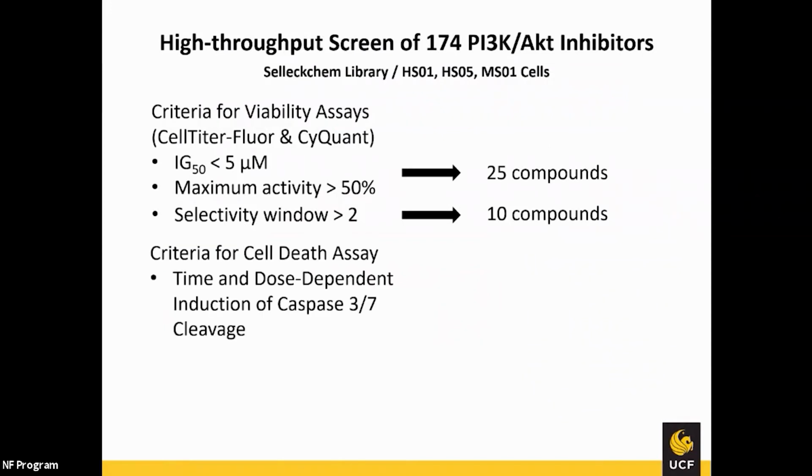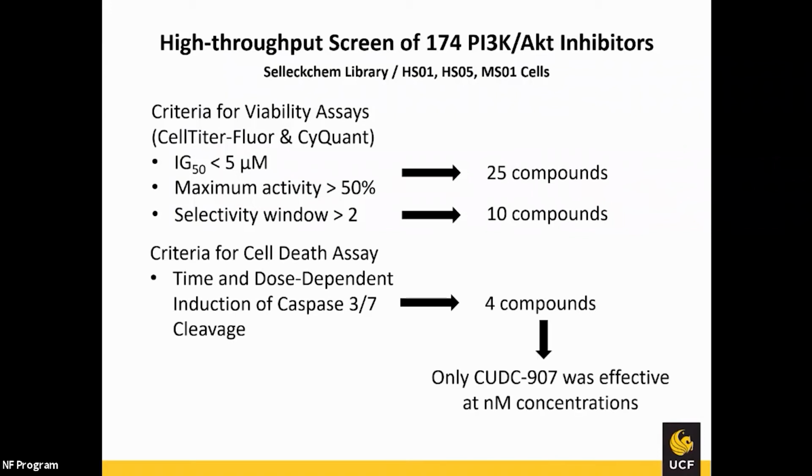Because we are interested in compounds that could promote regression of schwannomas, we now screen with cell death assays. Only 4 of the 10 compounds promoted a time- and dose-dependent induction of caspase 3/7 cleavage in the HSO1 cell line, and only one compound had a nanomolar IC50 and is in clinical trials. This is CUDC-907, and it was advanced for additional studies.